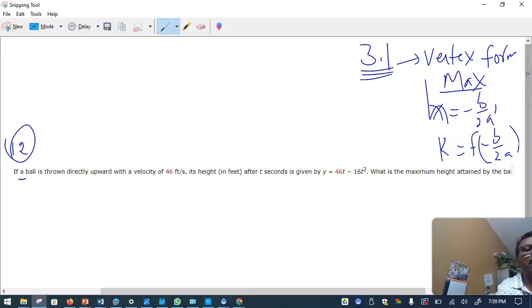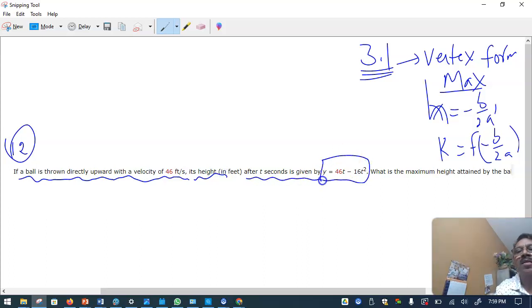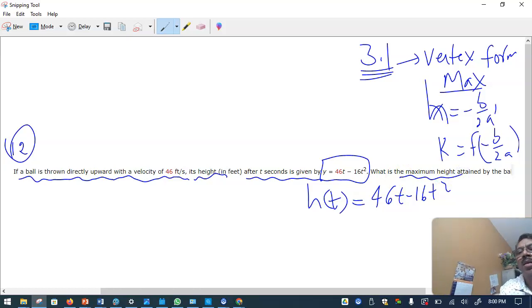If a ball is thrown directly upwards with a velocity of 46 feet per second, its height after t seconds is given by this. So this is the height. Instead of y, I can call it h(t), which is better. h(t) is 46t minus 16t squared, and we want to know what is the maximum height. The final answer should be rounded to the nearest whole number.